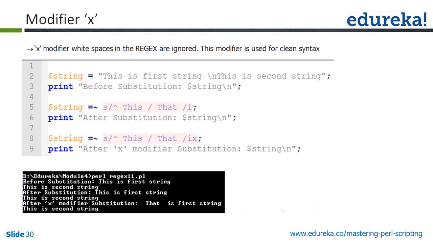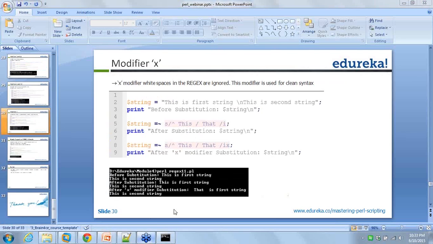Next is the X modifier. We know that a space is considered as a space in regular expression, but if you use the X modifier, space is just for formatting. So in these cases, when I use the X modifier, space is not considered a space. It is just used for formatting, for good look and feel of my regular expressions. So we have various kinds of modifiers. These are the important modifiers. We have I, G, S, M, and X, which you can use in our programs.